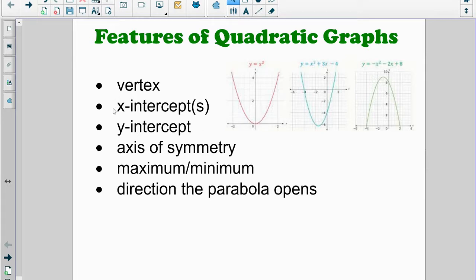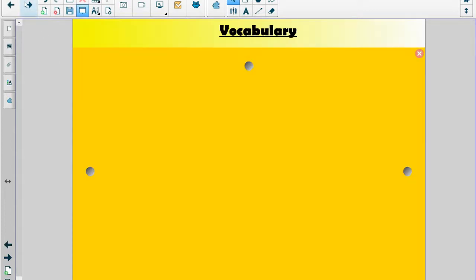of a parabola, the x-intercepts of a parabola, the y-intercept of a parabola, the axis of symmetry of the parabola and what that is, also the maximum and minimum values of that parabola, of that quadratic function, and then also relate that to the direction that the parabola opens, like I said, whether it opens up, like in the first two examples, or opens down like the last one. So that's our focus for today.